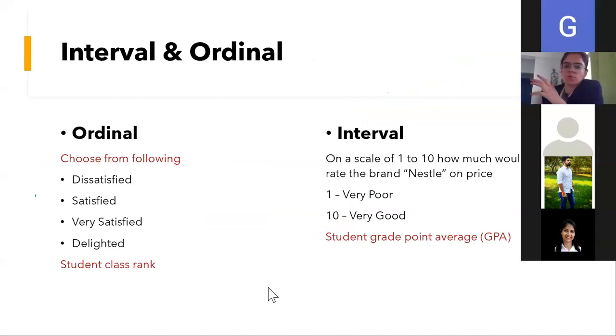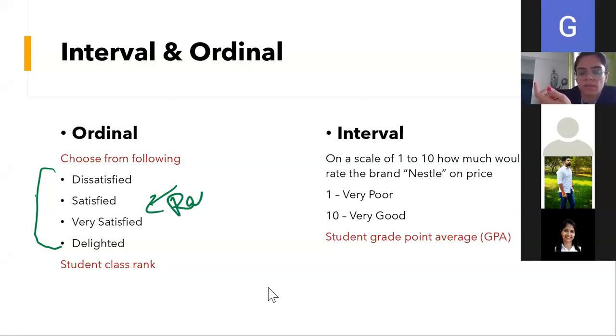Okay, you were a bit confused between ordinal and interval when I started this session. So if this is the question, choose from the following: dissatisfied, satisfied, very satisfied, delighted. You know this is the order that is progressing. Dissatisfied, then better is satisfied, then very satisfied, then delighted. But it's not telling you what the difference is between these two, how much difference there is between dissatisfied and satisfied. So that's why this is an ordinal or ranking scale.